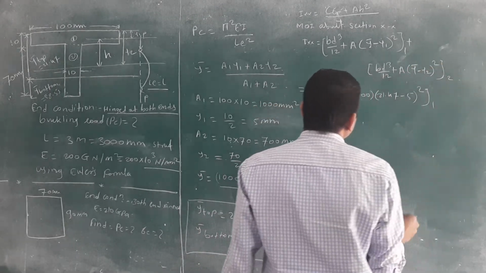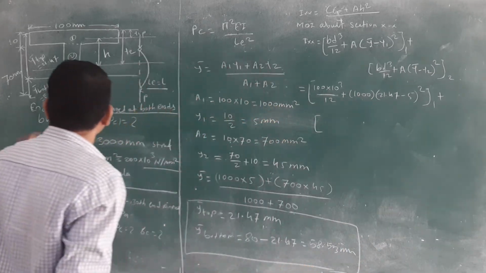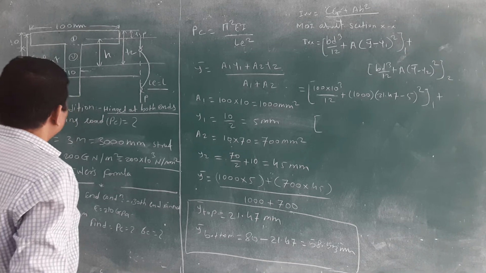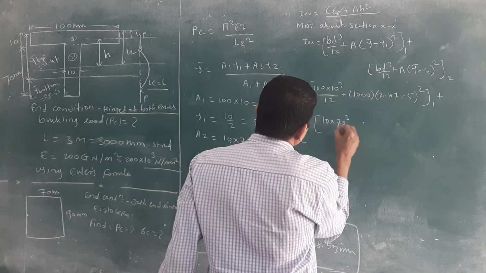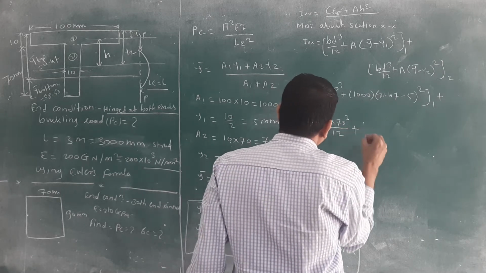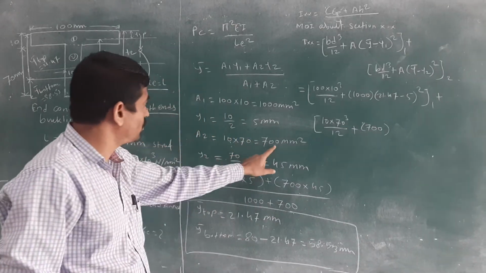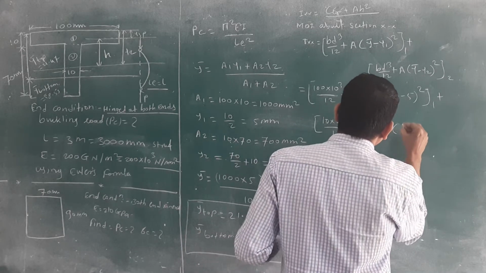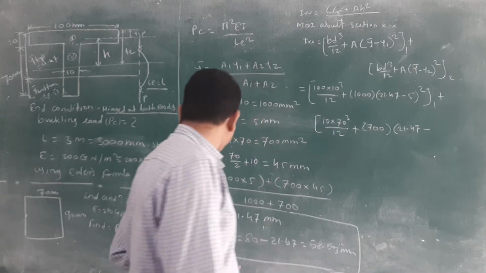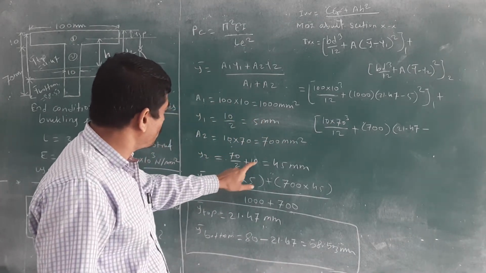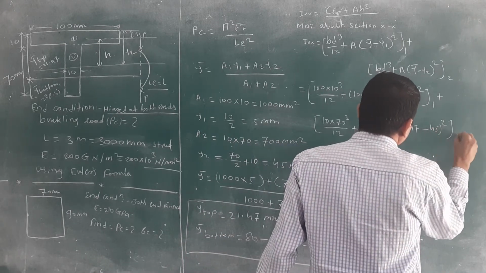And what is the second part? Plus. What is the second part? Yes, anybody tell me what is the second part? B value and D value. 10 into 70. B is the 10 and 70 cube is there divided by 12. Plus what is the area? 700. We have calculated here 700. Then what is the value of y bar? 21.47. This. And what is the y2? 70 by 2 plus 10. 45 here. 45 square. This is for second.